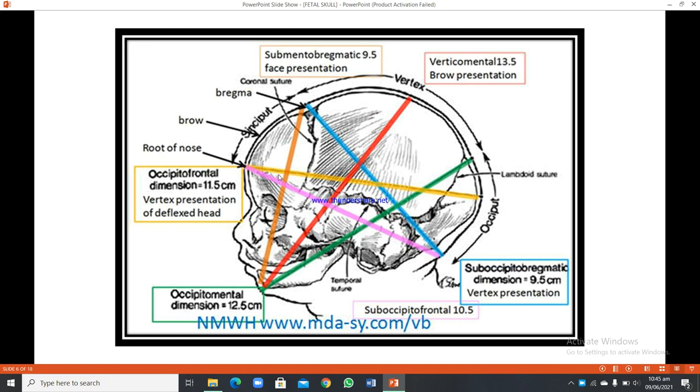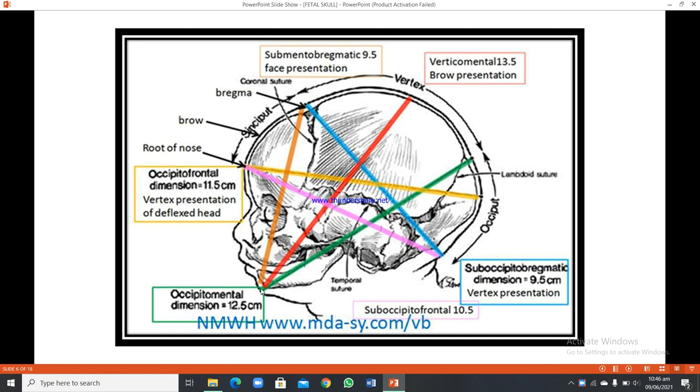Here we can see the sinciput. Here we can see the root of the nose, and this area is the sinciput, and this is the bregma. Bregma is the anterior fontanelle, and this part is the vertex. Here lies the lambdoid suture. This is the occiput.